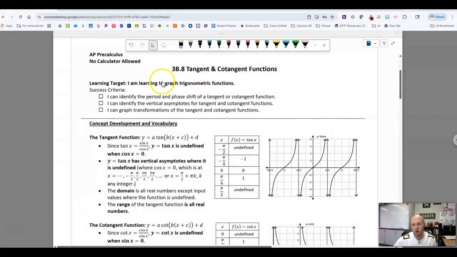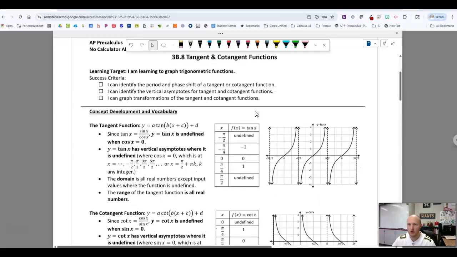We are learning to graph trigonometric functions, and you can identify period and phase shift for tangent and cotangent. You'll be successful if you can identify vertical asymptotes for these functions, and if you can graph some transformations of them, you'll also be successful. So we're going to go ahead and jump in.